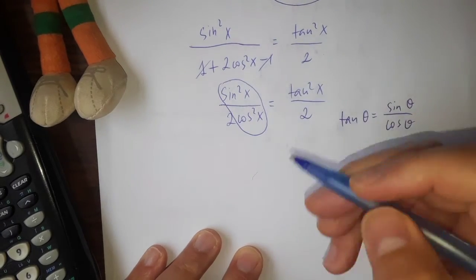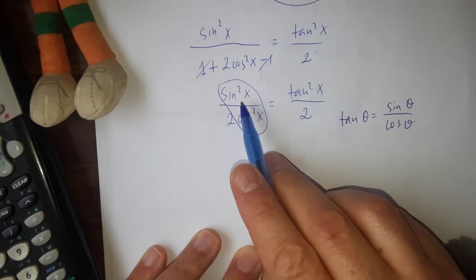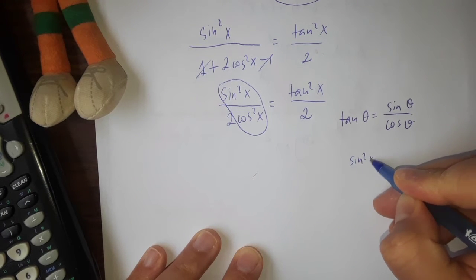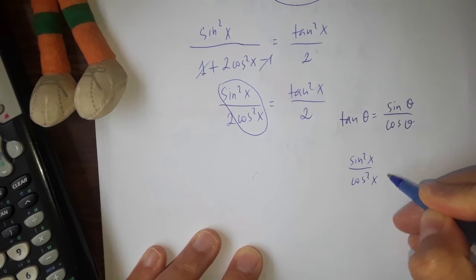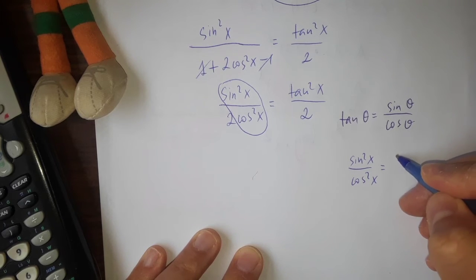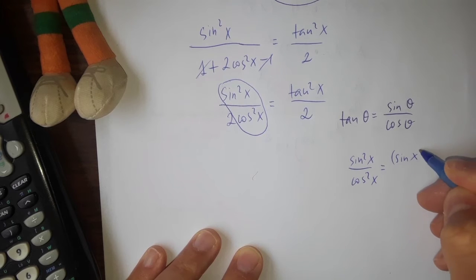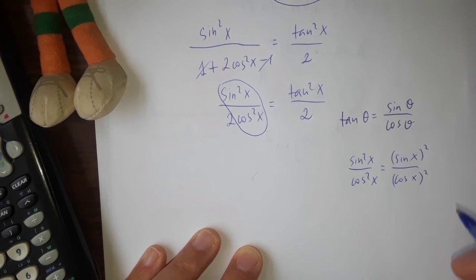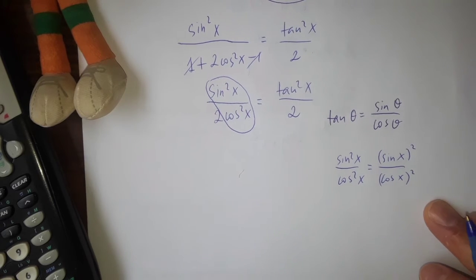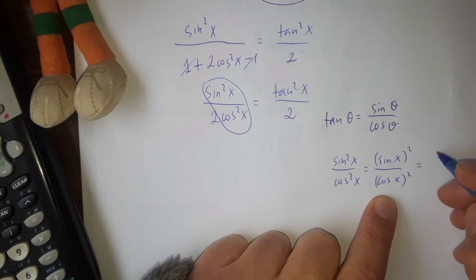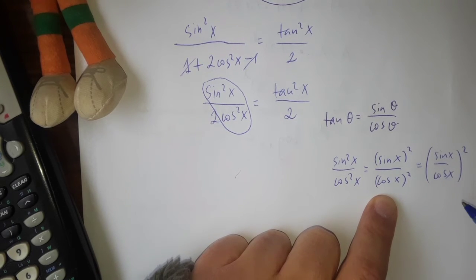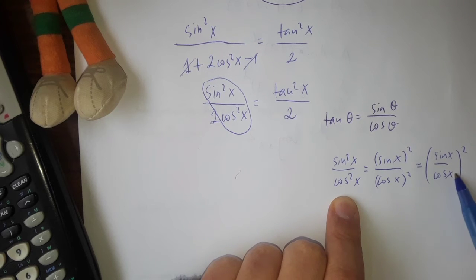Okay, this is actually, if you think about it, sine square of x over cosine square of x, this is the same as this. It's important that you understand the notation. This is the same as this. So that means that this is sine of x over cosine of x squared. Okay, so this is all the same.